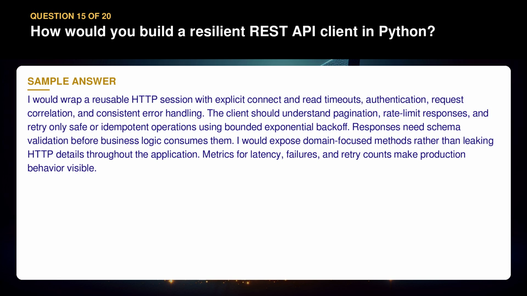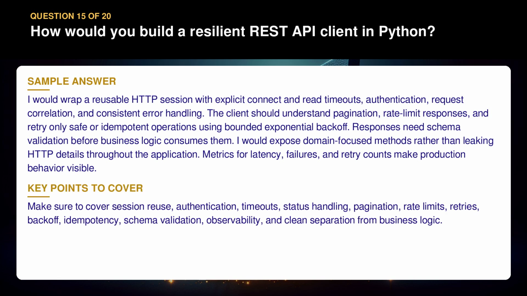I would expose domain-focused methods rather than leaking HTTP details throughout the application. Metrics for latency, failures, and retry counts make production behavior visible. Make sure to cover session reuse, authentication, timeouts, status handling, pagination, rate limits, retries, backoff, idempotency, schema validation, observability, and clean separation from business logic.